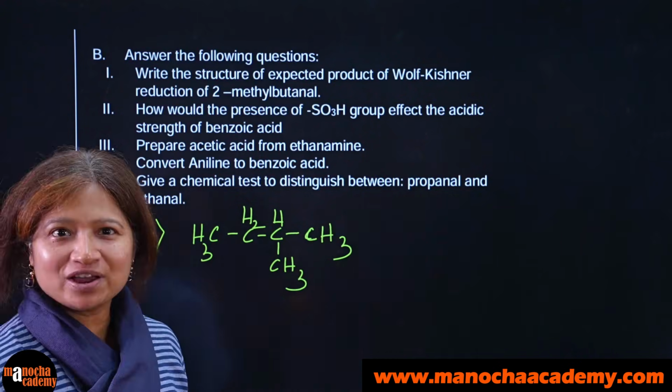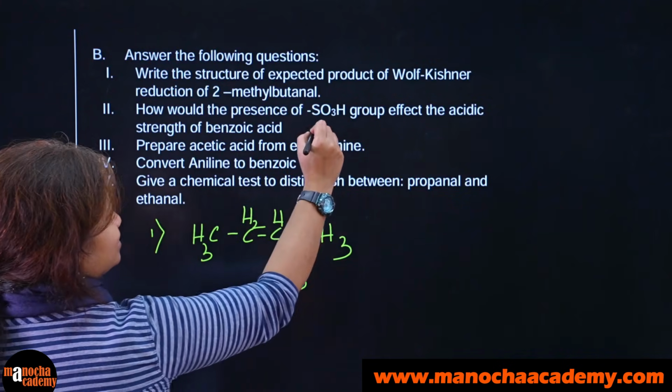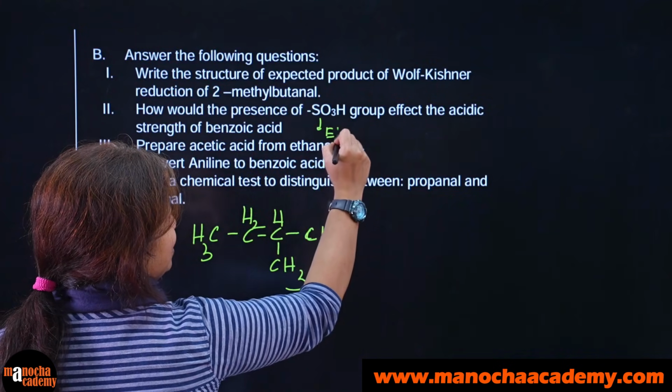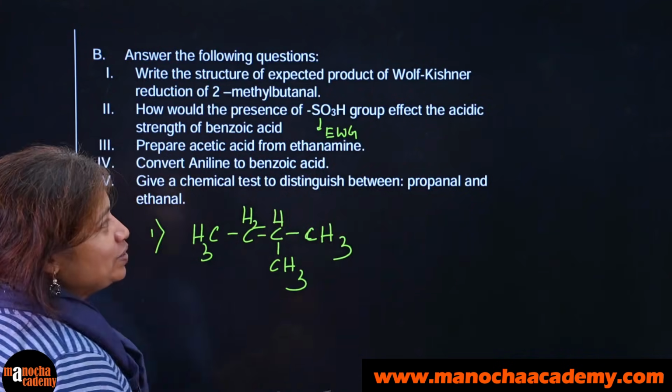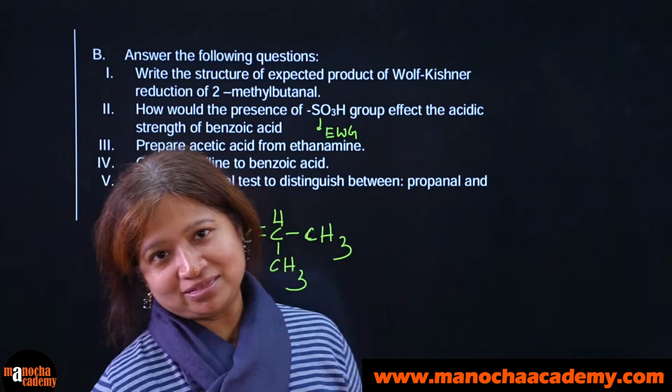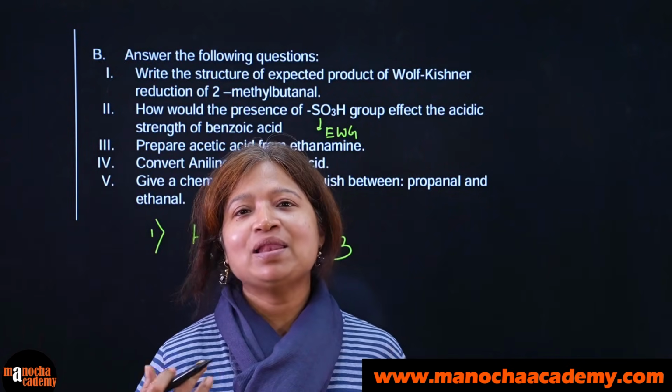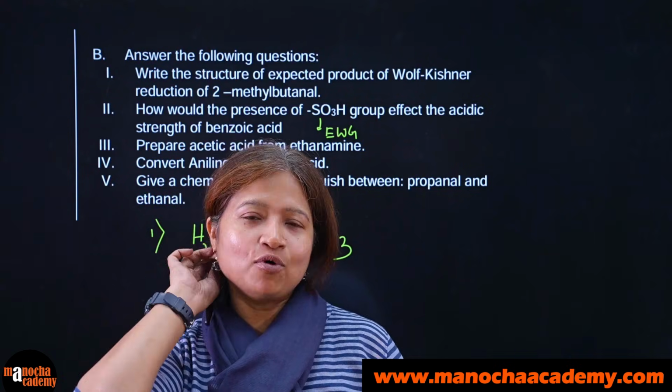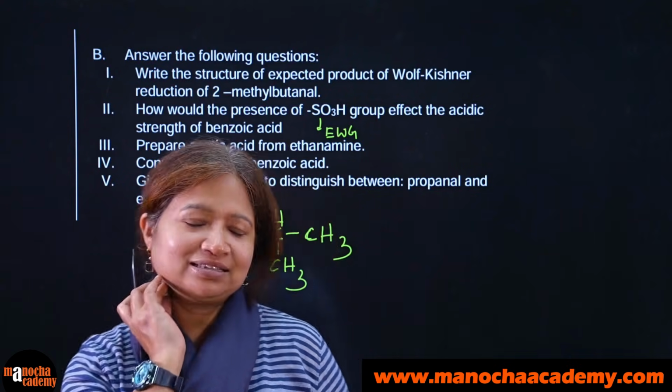Here it will be reverse. Same answer you're going to write. It's an electron withdrawing group, and an electron withdrawing group increases the acid strength, increases the acidic strength, because it stabilizes the conjugate base more with respect to that of the acid.